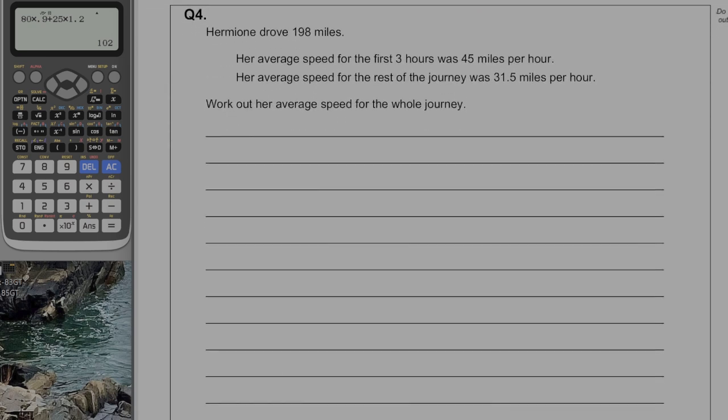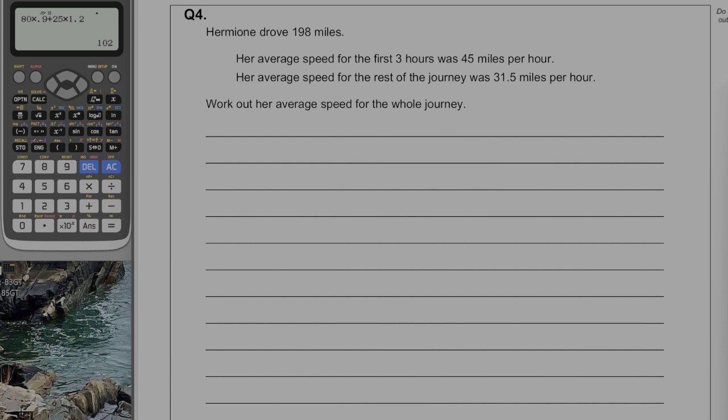Question 4. Hermione drives 198 miles. Her average speed for the first 3 hours was 45 miles per hour. Her average speed for the rest of the journey was 13.5 miles per hour. Work out her average speed for the whole journey.